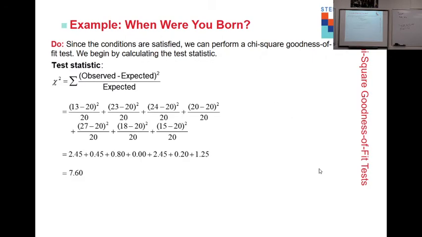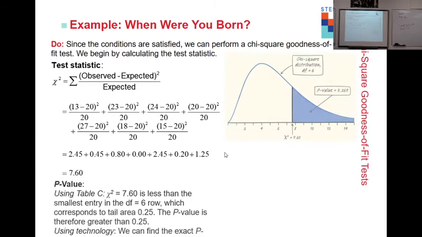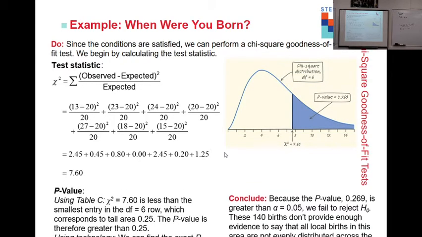Here's what the formula should have looked like. Degrees of freedom is number of different categories minus 1, so 7 minus 1 is 6. And the p-value ends up being bigger than our alpha level. It's 0.269. We're going to fail to reject since that's bigger than our alpha level. And there's not enough evidence to conclude the local births are not evenly distributed across the days of the week.